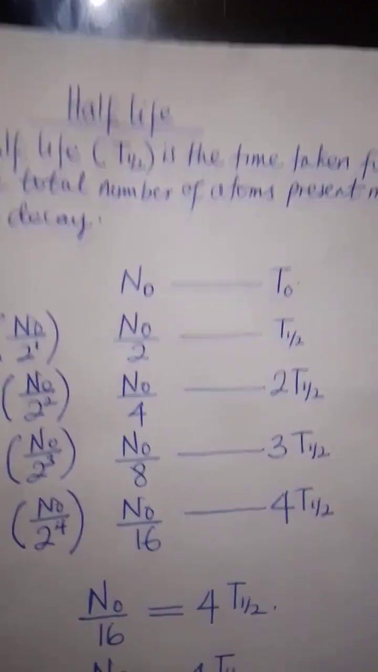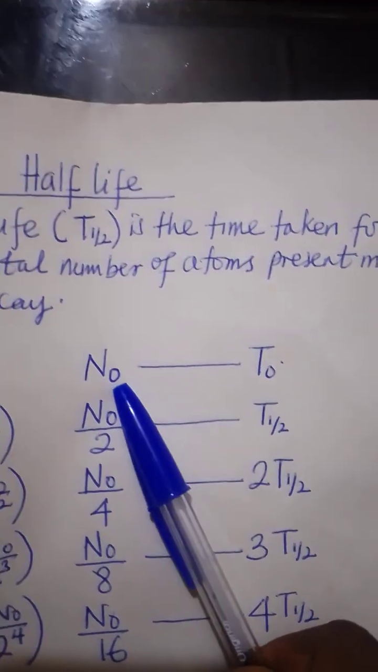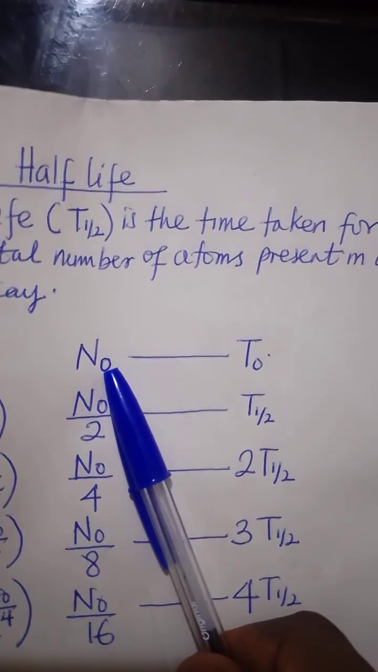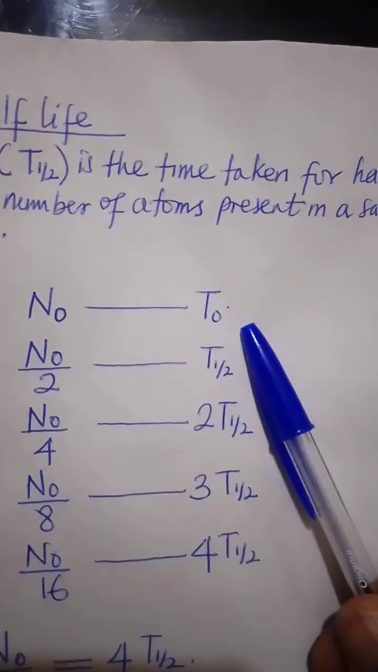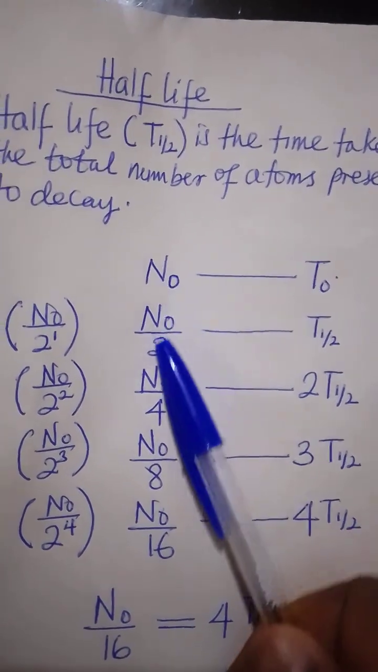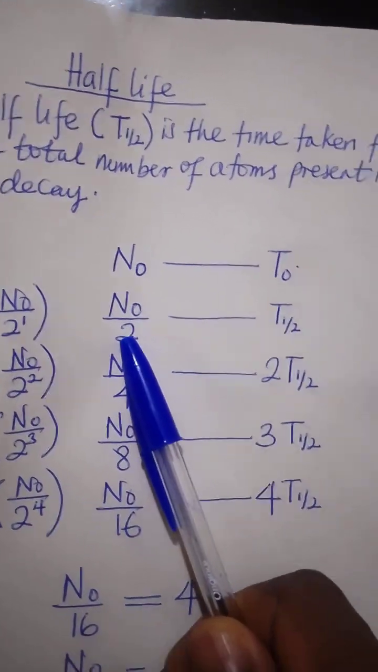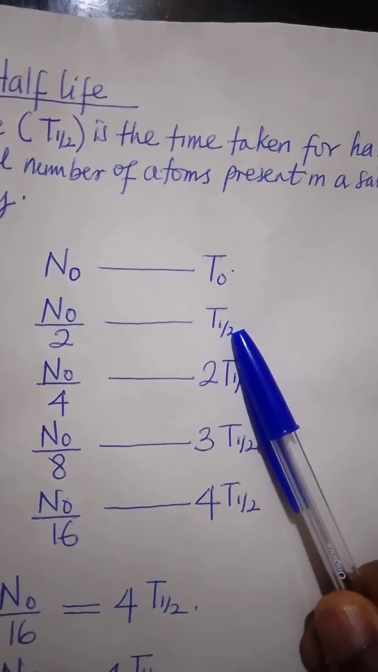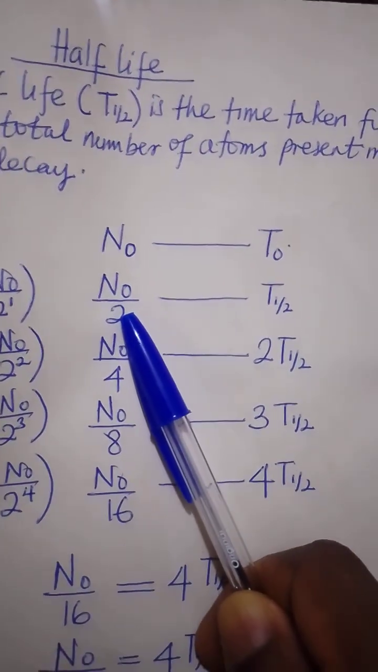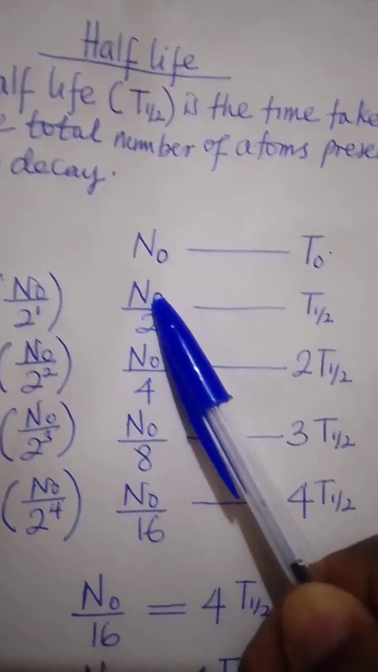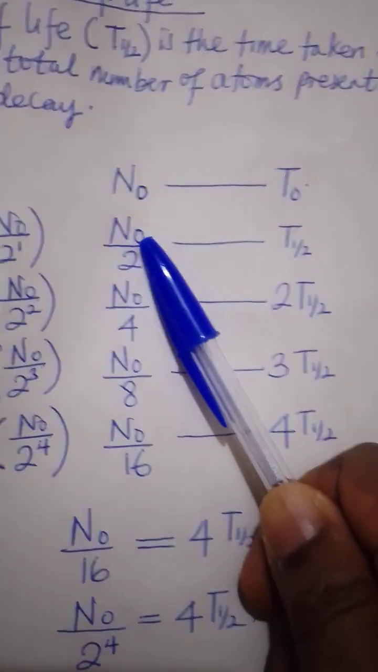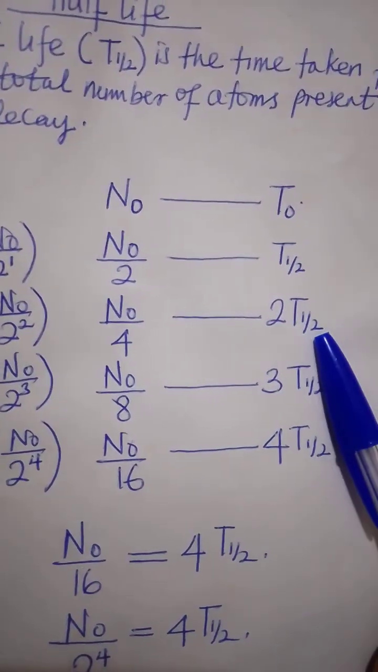Let's look at this simple illustration. You have N0, that is the original number of atoms present. And then since nothing is happening, we say we have time T0. The time taken for these to become half, that's N0 over 2, will give us half-life represented as T half. The time taken for N0 over 2 to be halved again, so if you multiply this by half, that will give you N0 over 4. That means you have halved this to get N0 over 4. That will give you 2T half.